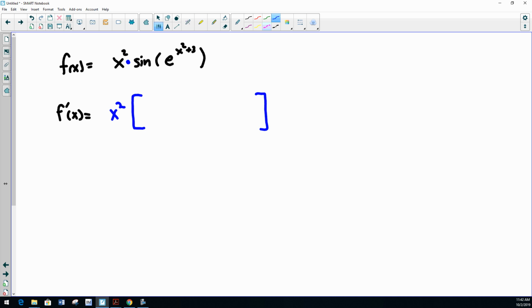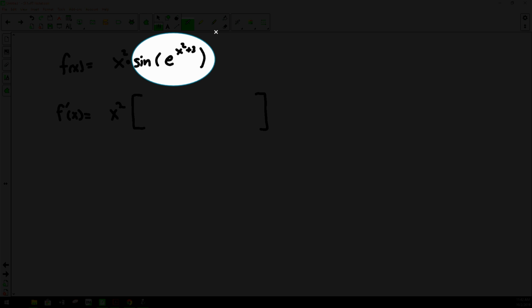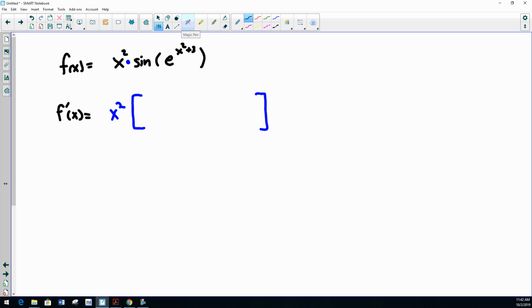What's the derivative of sine? Cosine. So it's going to be cosine. The inside does not change. Times. What's the derivative of e to the anything? Same thing, e to the anything. So e to the x squared plus 3 times.